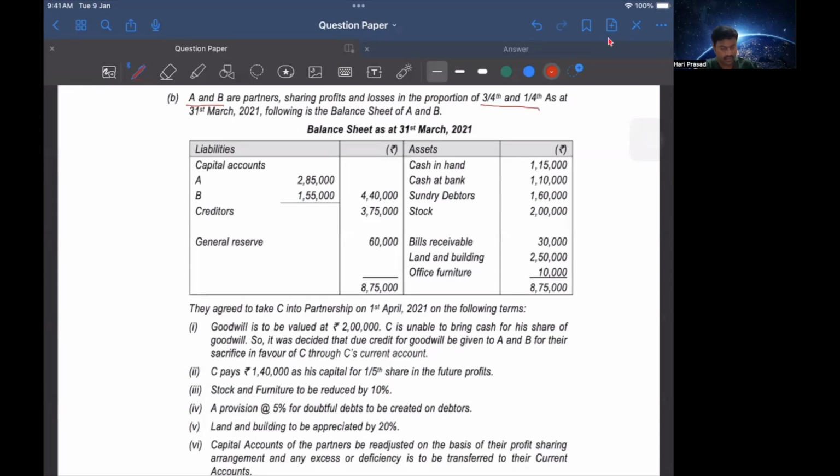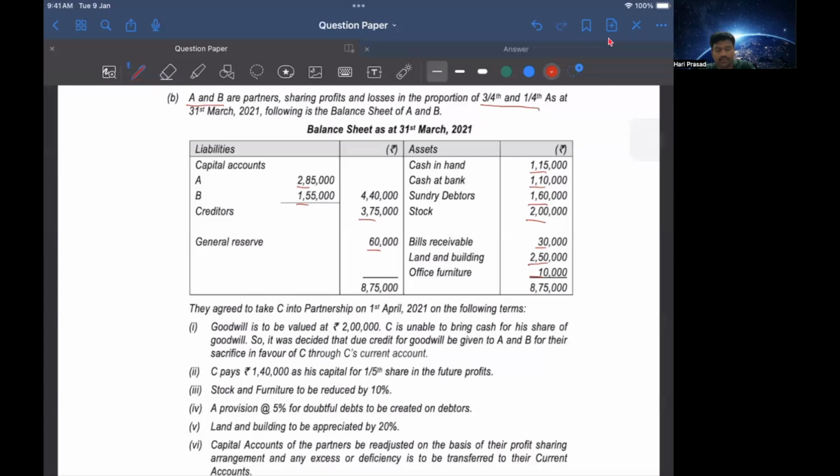A's capital is 2,85,000. B's capital is 1,55,000. Creditors 3,75,000. General reserve 60,000. Cash in hand 1,15,000. Cash at bank 1,10,000. Sundry debtors 1,60,000. Stock 2 lakh. Bills receivable 30,000. Land and building 2,15,000. Office furniture 10,000.